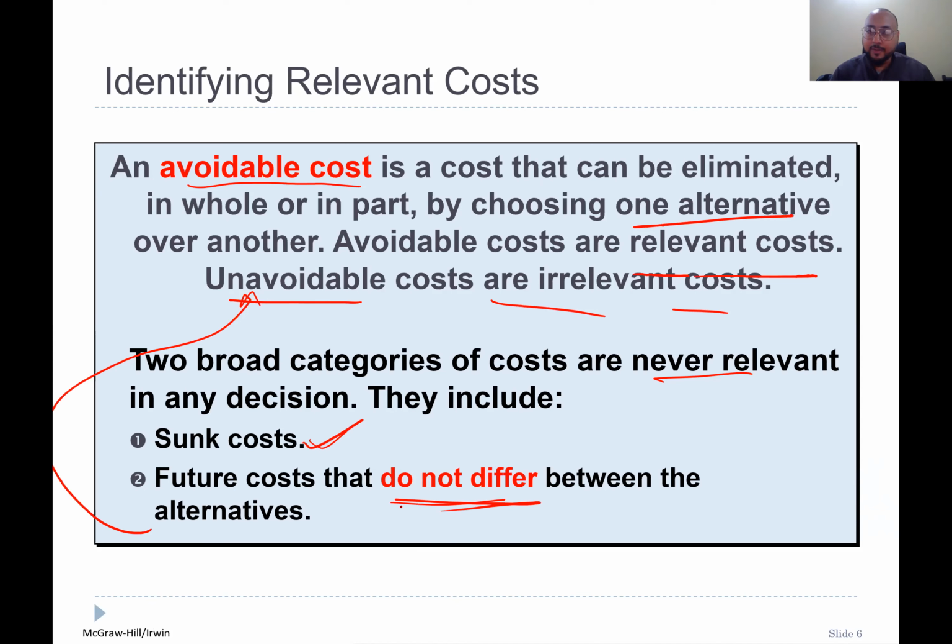So the unavoidable categories are sunk cost and future costs that do not differ between the alternatives. If we pay our lawyers or consultants to build up two case scenarios for us, we have to pay for each scenario. So those payments are unavoidable, right? We already paid, we cannot recover that. That is called sunk cost. Okay, let's just move forward.